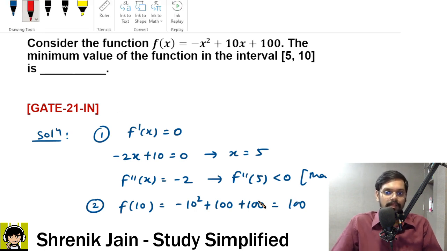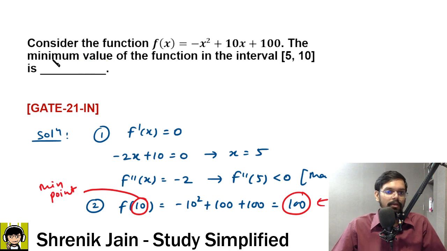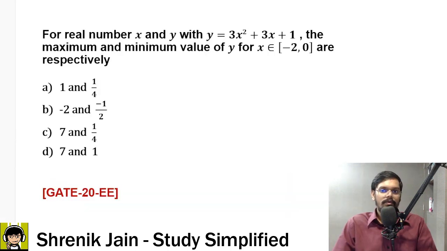Let me be very clear. This is your minimum value and this is your minimum point. But they need what? Sir, they need the minimum value. That is not the value; they need the minimum value. The minimum value is nothing but 100. Understood now, everyone in the comment section? Okay, so let me move forward to the next question.